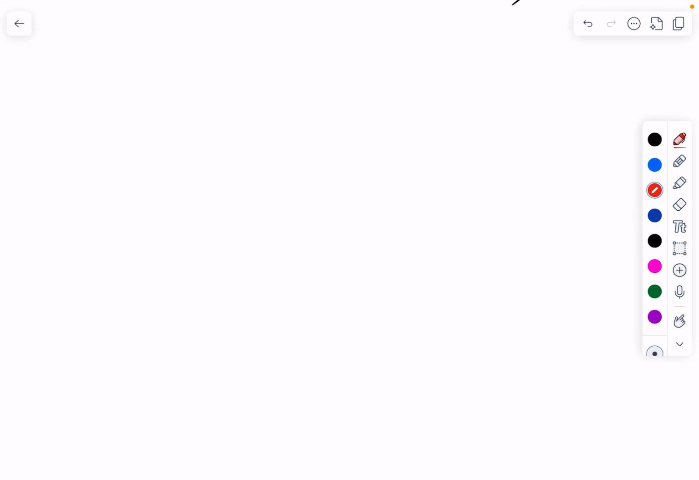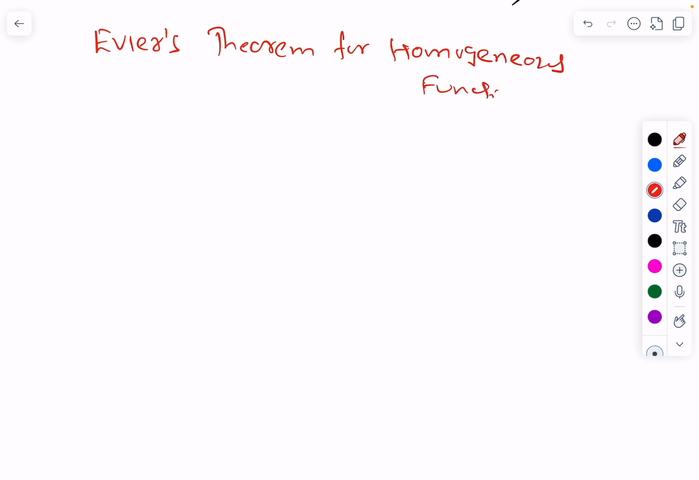Let us take the new topic, which is Euler's theorem for homogeneous functions. Let us first understand what is a homogeneous function.